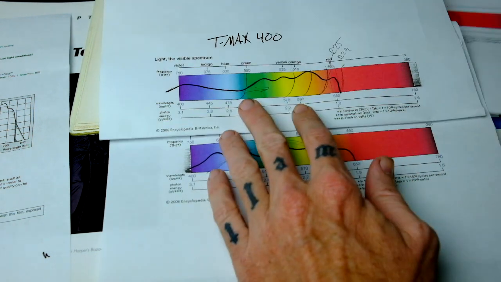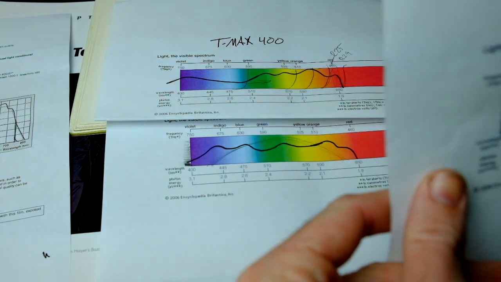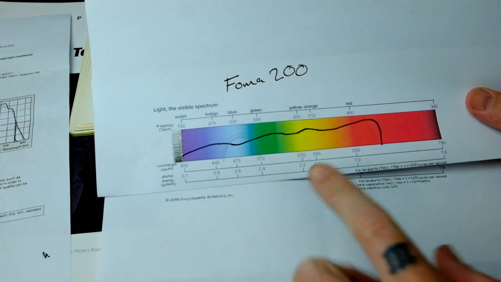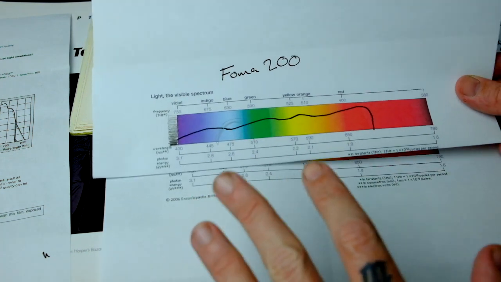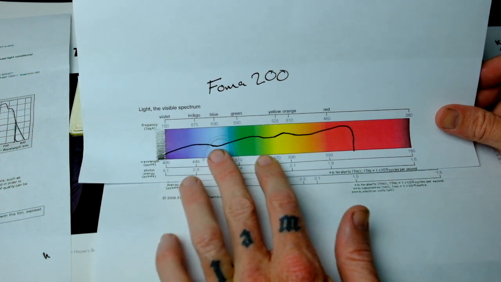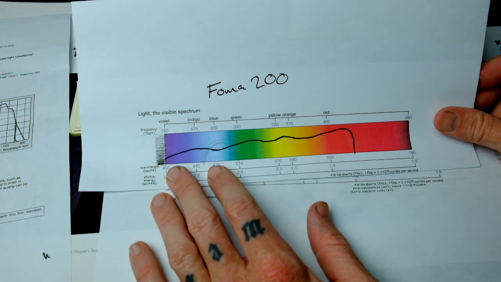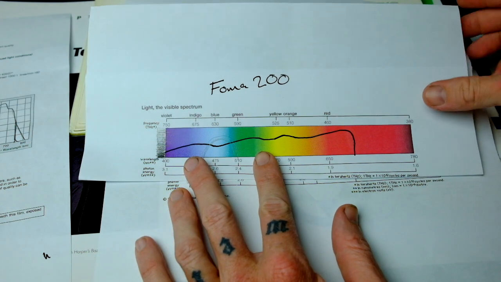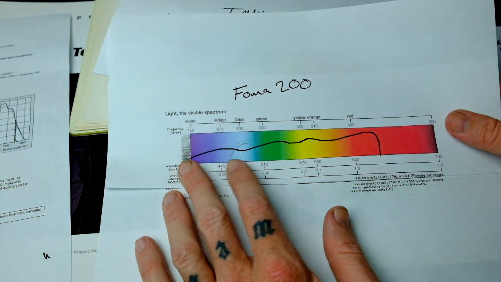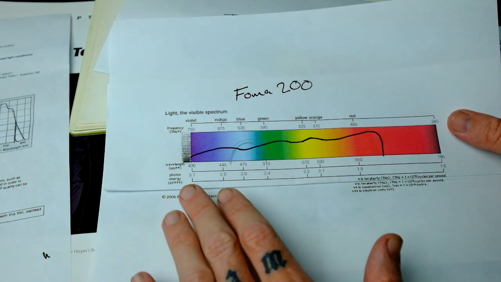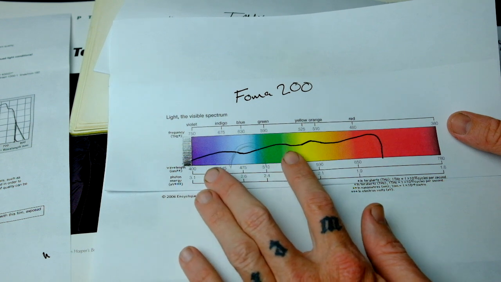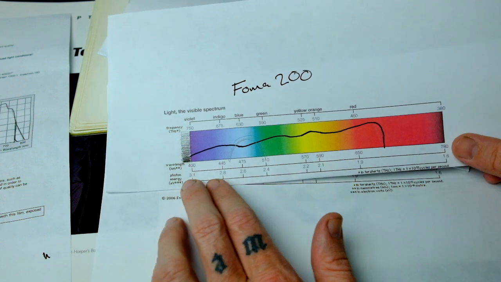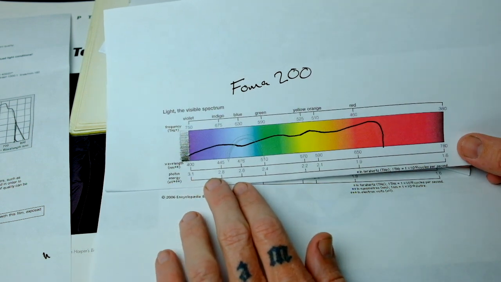Now, FOMA 200, this is a really unique one. Of all the film curves I looked at, I haven't seen another one like this, and I could see why they call it FOMA Pan Creative 200. It's different. This is a really unique curve in that it works its way up, becoming more and more sensitive, kind of in cue with the photon energy of the light spectrum.